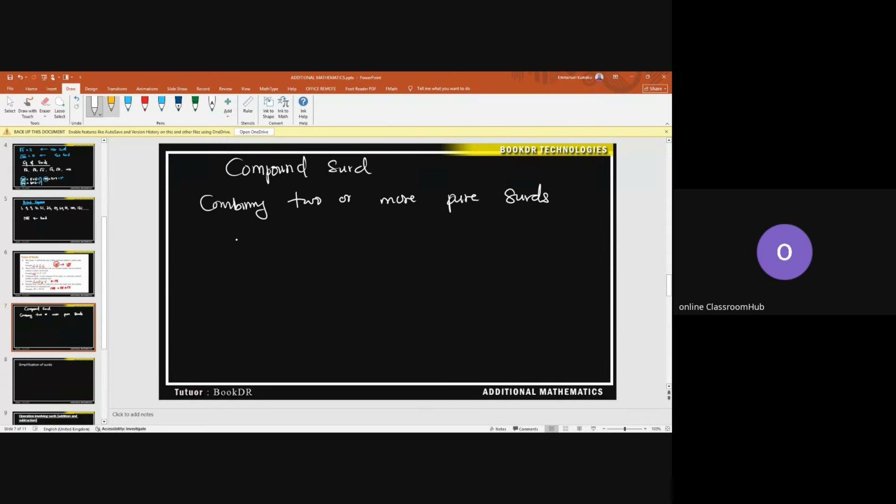So you can have something like root 3 and root 2. We combine them with the operation plus or minus. If I combine these two sets with a plus or minus, the two become one unit set. The whole thing is taken as a set, and we call it a compound set. You can also combine it with an addition. That is one way.